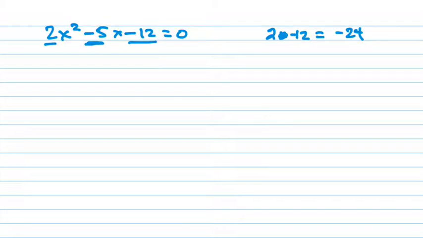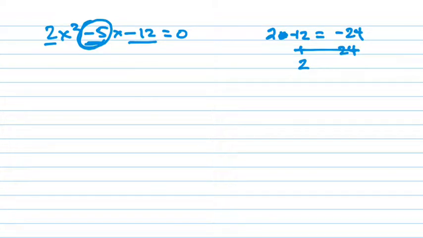I need to start listing factors of AC that will combine to make negative 5. They have to multiply to make 24, but they have to combine to make negative 5. 1 goes into it 24 times. If I add them, I get 25. Is that what I want? Nope. If I subtract them, I get 23. Is that what I want? Nope.